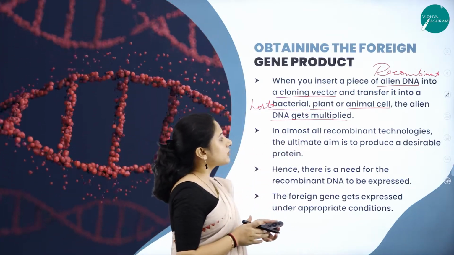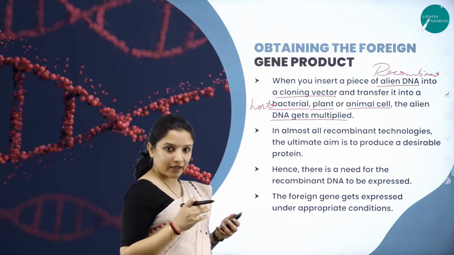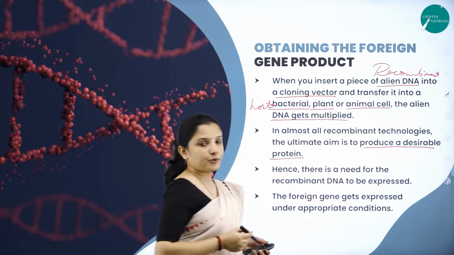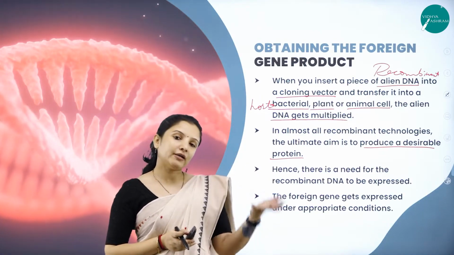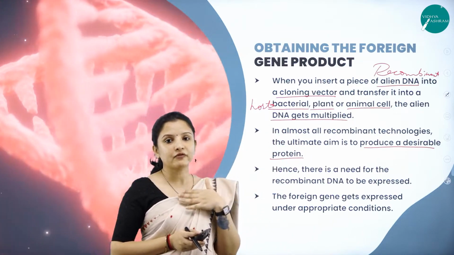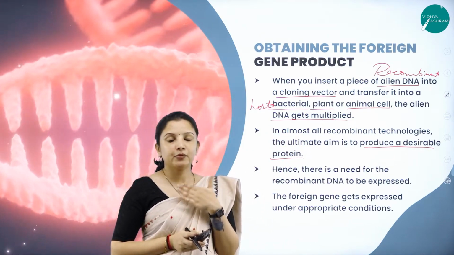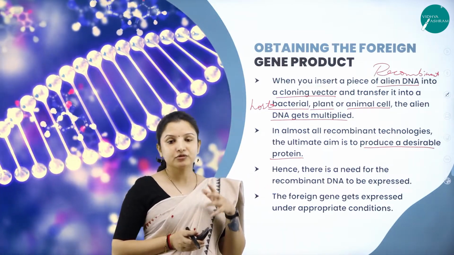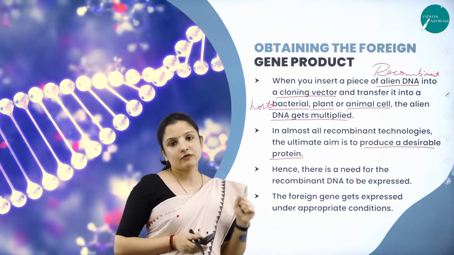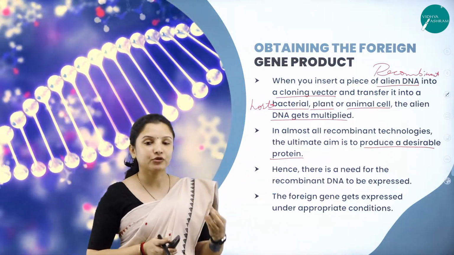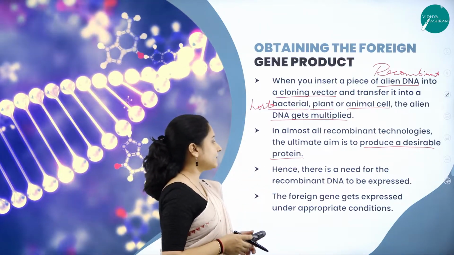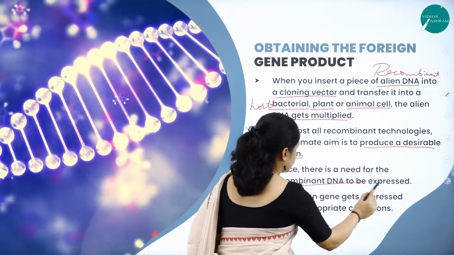And in almost all recombinant DNA technology, the ultimate aim is to produce a desirable protein. Why produce a desirable protein? What will be there in the recombinant DNA? All the genes of our interest. And those genes, after the transcription and translation process, will be producing the protein of our interest, right? So, the main aim of recombinant DNA technology is to produce the desirable genes or proteins of our interest. Hence, there is a need for the recombinant DNA to be expressed properly.